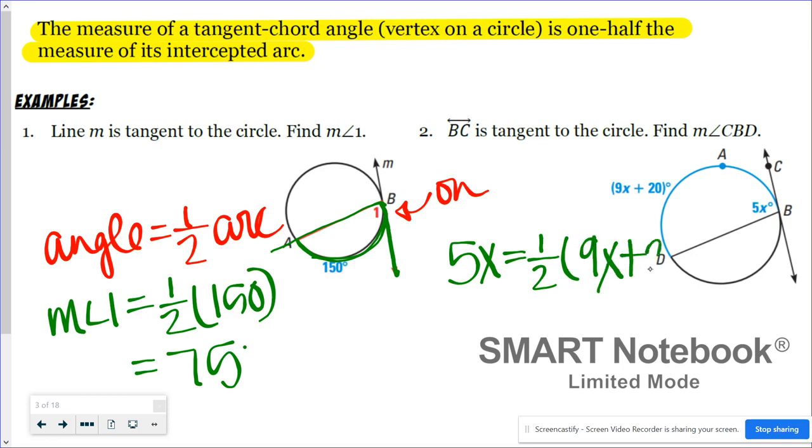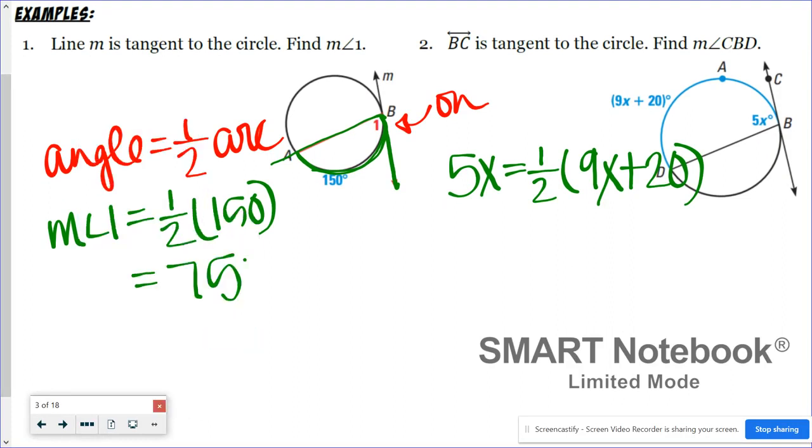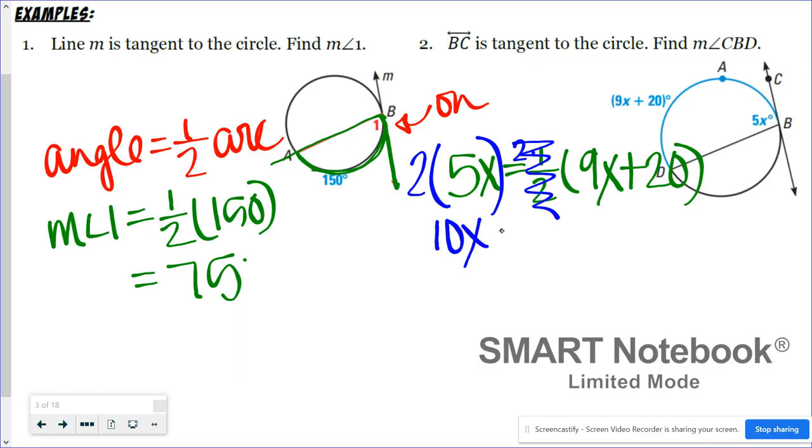So you can see why that 1/2, even though it's not that bad of a fraction, could be causing you some anxiety here. So just remember, it's all the denominator's fault. So if we multiply both sides of our equation by 2, that will get rid of the 1/2. And now I don't have to worry about any fractions at all. I've got 10x equals 9x plus 20, and that means that x is equal to 20.